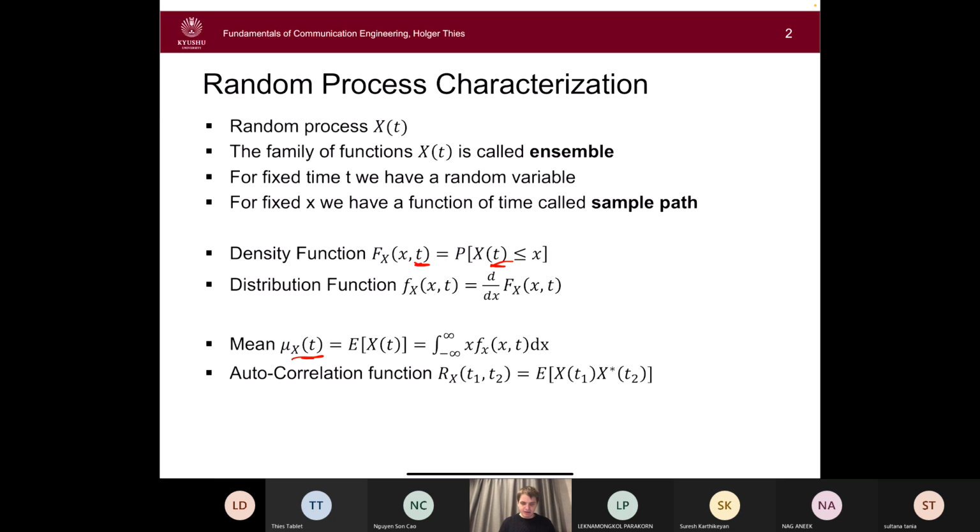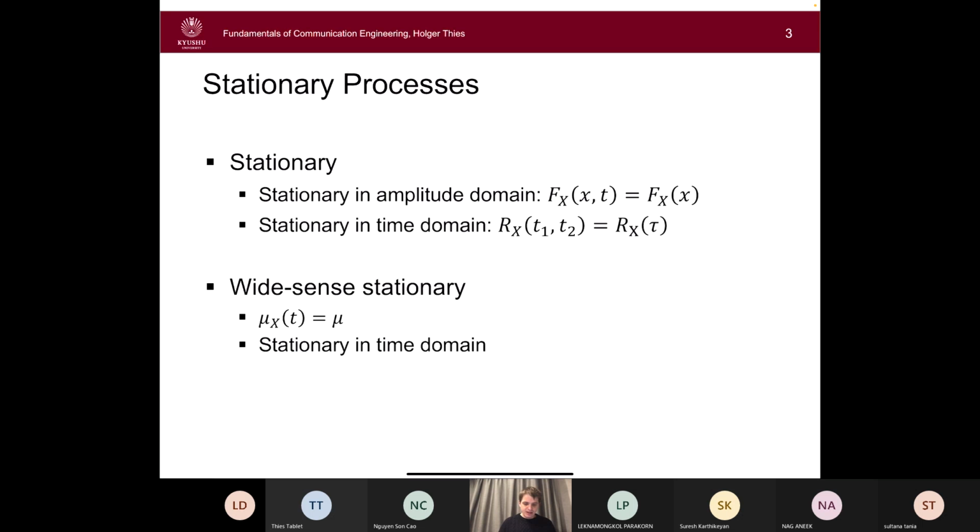And then we also had something to characterize the time domain, which is the autocorrelation function, which is defined such that we take two time points, take the realizations at those different time points, then multiply them and take the expected value. And then we had some simplification. We wanted to look at slightly simpler random processes than the general processes.